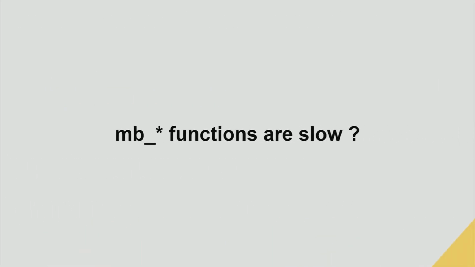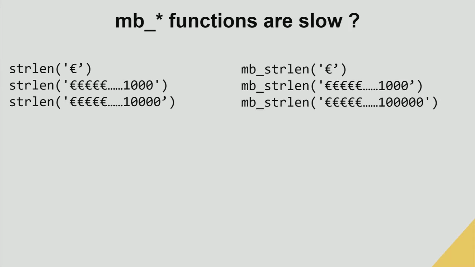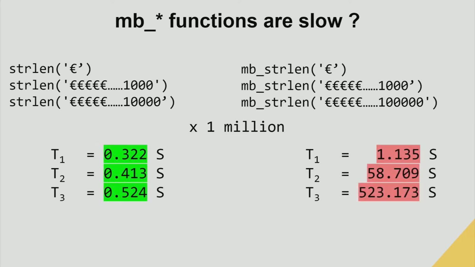But the thing is, all these MB functions are slow. Are they though? So I did a test run. The first one is we tried to count the length of these strings, the euro sign, which takes 3 bytes, and then we have the counterpart with the MB string length functions, and they run this 1 million times. You can see these functions only take less than half a second, and these functions tend to go way more, because the last one has 100,000 euro signs, so it had to count a lot of bytes to see how many characters they have, so it takes more time.